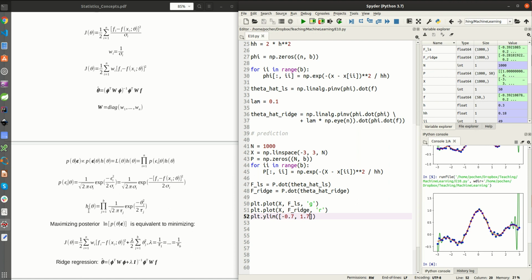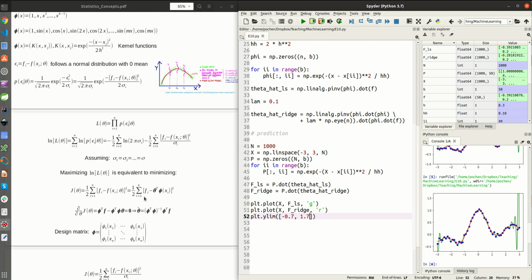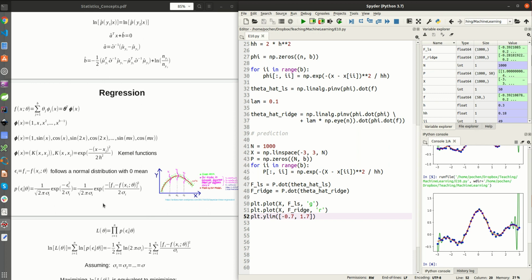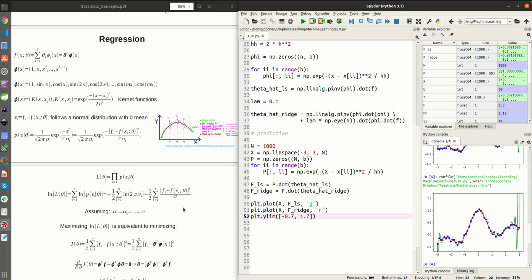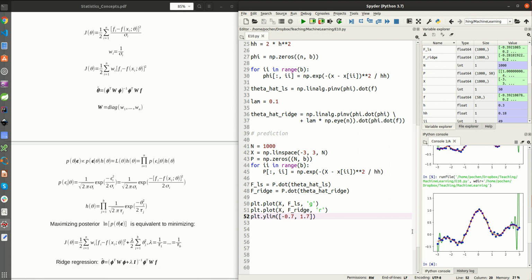This kind of constraint does not exist in the least square fit. In the least square fit we did not use any prior. We only maximized the likelihood. We did not even consider the prior. There's no prior constraint about the theta. But here we have a constraint in the ridge regression. We want our theta to be as close to 0 as possible. At the same time, we want to fit the training data.